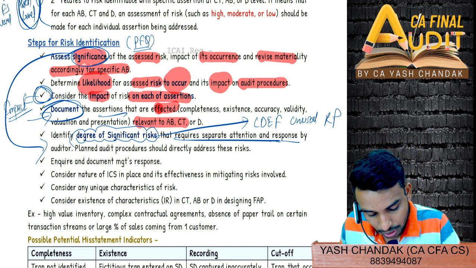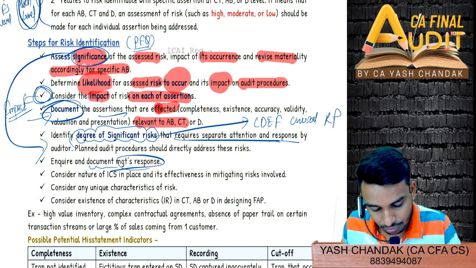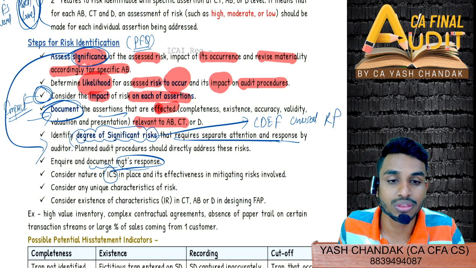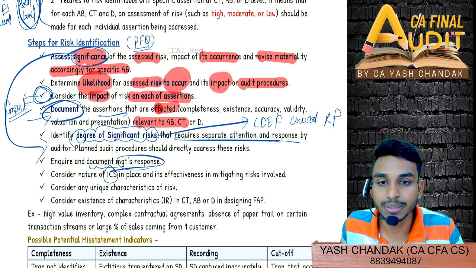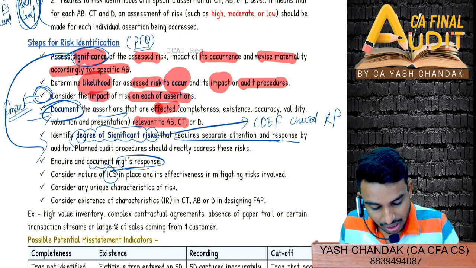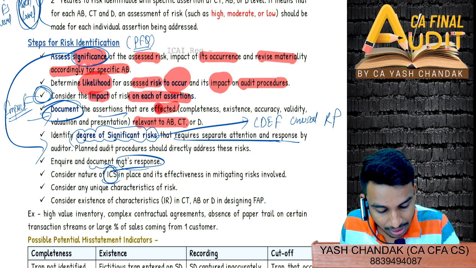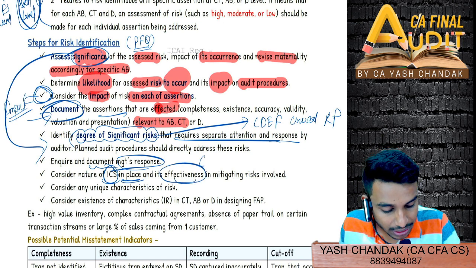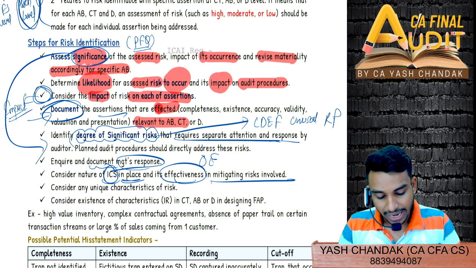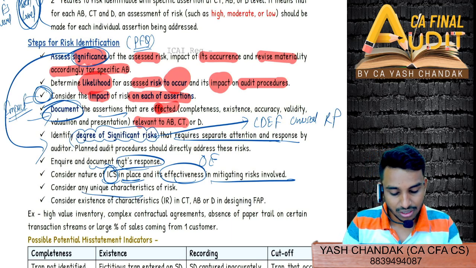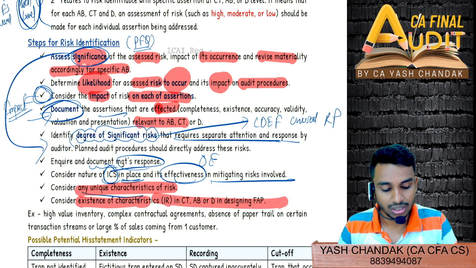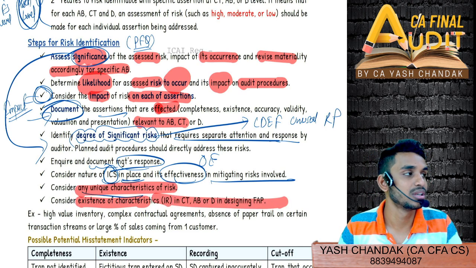And then lastly, you have to inquire and document all the responses that you receive from the management. Consider the internal control system. You have to consider the internal control system, whether it is adequate or not. Consider the nature of internal control system in place, and also the operating effectiveness in mitigating the risk involved. Any unique characteristics you find in the risk? Similarly, any existence of any unique characteristics in CDEF?